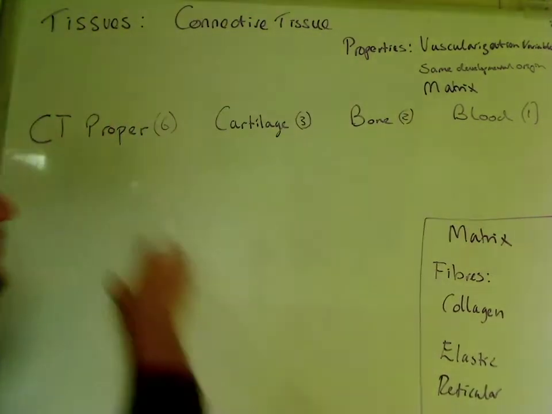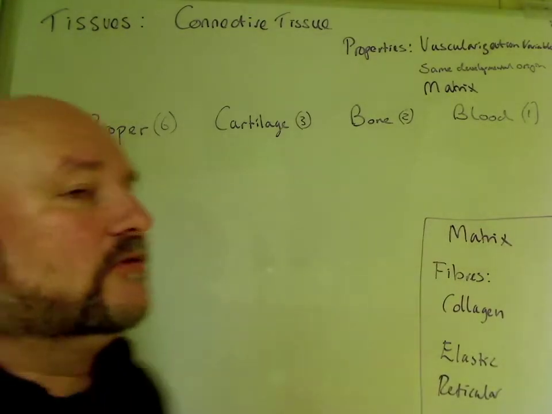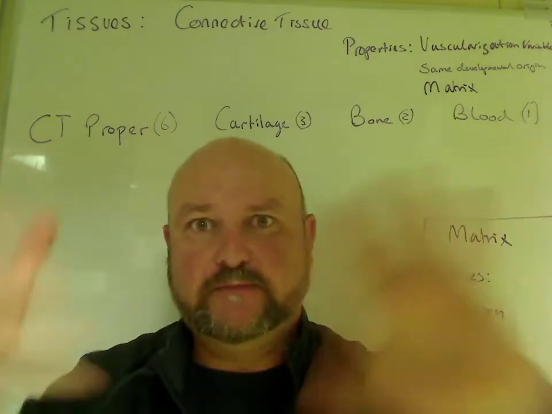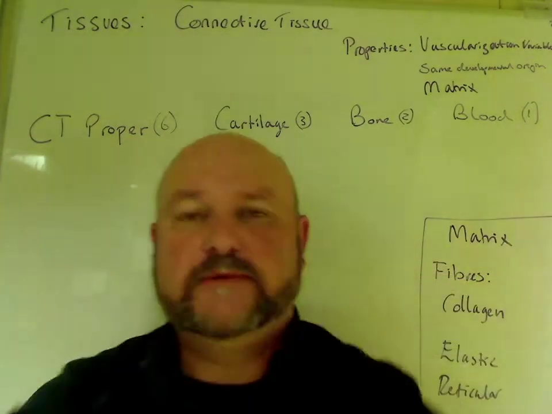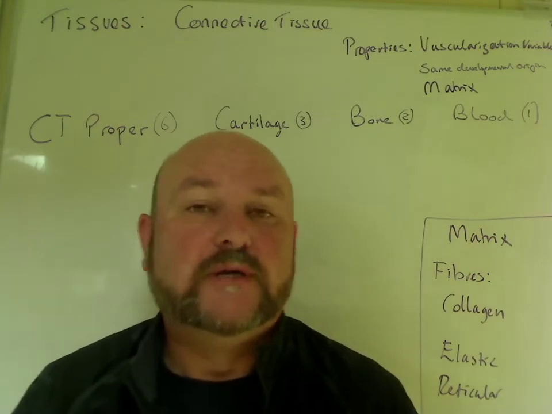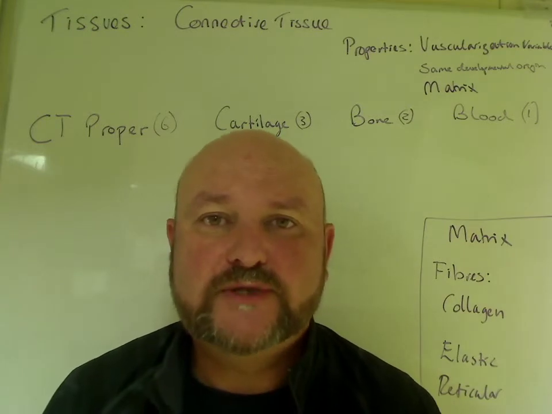Connective tissue proper, this first of the four groups, is the only one of the four that actually physically connects here to here, for example, like that. It's connecting something, which is why it's called proper, because that's its actual job. So why on earth do we have three other categories in this tissue type?